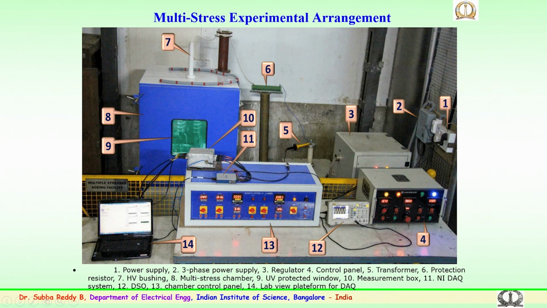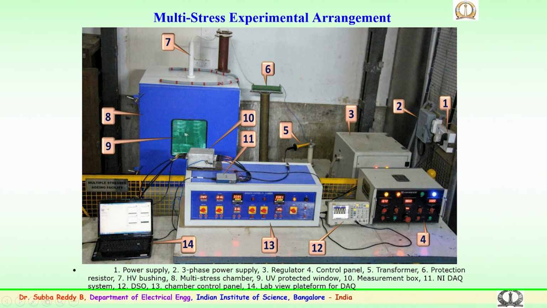resistor for protection in case of a flashover, and this is the multi-stress chamber which has been fabricated for the experimentation. The multi-stress chamber consists of the parameters which can be accommodated: the temperature, the humidity, the UV and the continuous electric stress. So, the high voltage supply is taken through the silicon cable and a bushing here. Inside, 2.5 by 2.5 feet is the chamber.